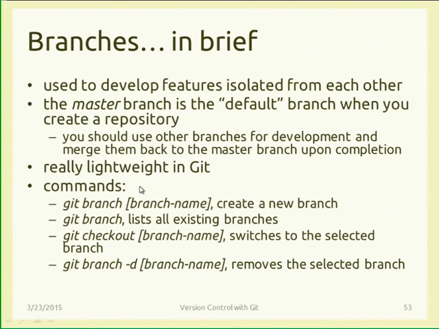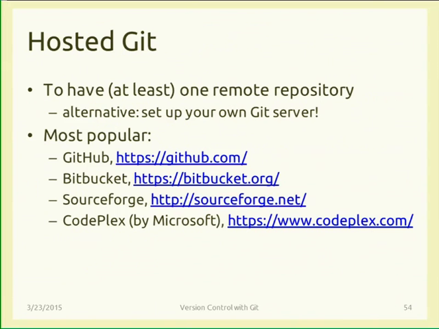Again, some commands: git branch with a name creates a new branch with that name, git branch lists all existing branches, git checkout switches from one branch to another, git checkout master switches from the current branch to the master branch, for example, and git branch -D branch name removes the branch.